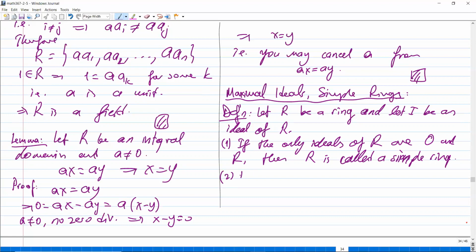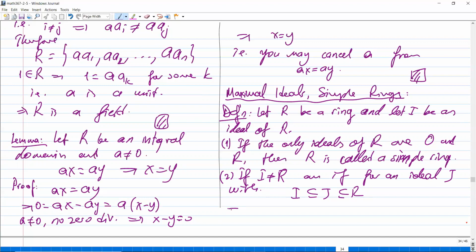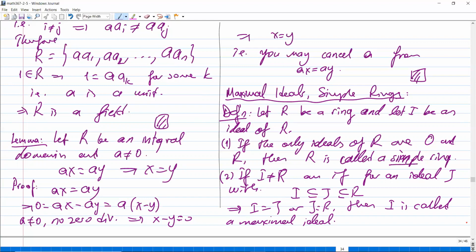And second, if I is not equal to R, and if for an ideal J with I inside J inside R this implies that I is equal to J or J is equal to R, then this I is called a maximal ideal. Maximal ideal is an important concept.